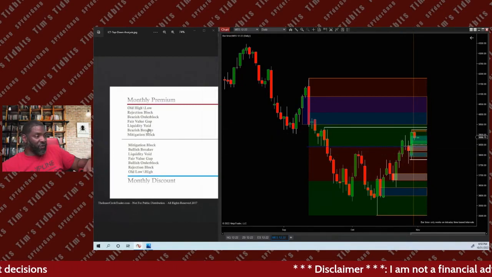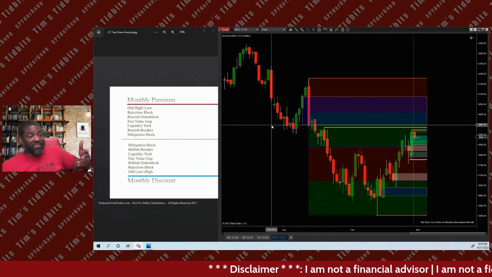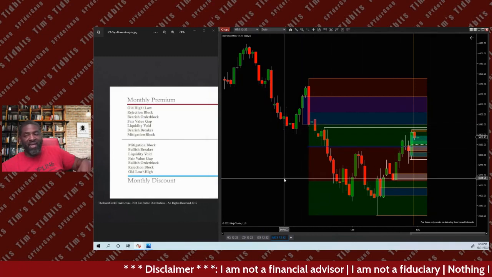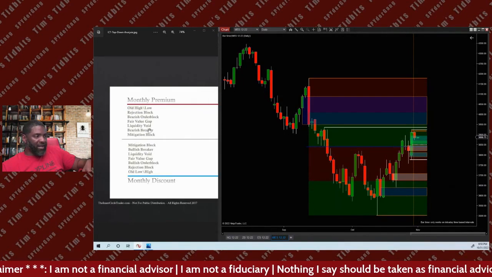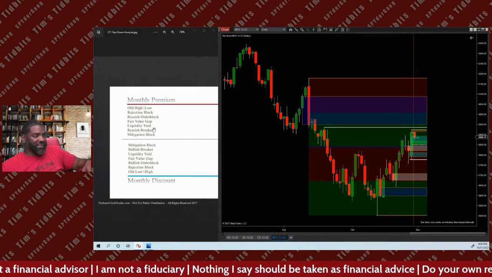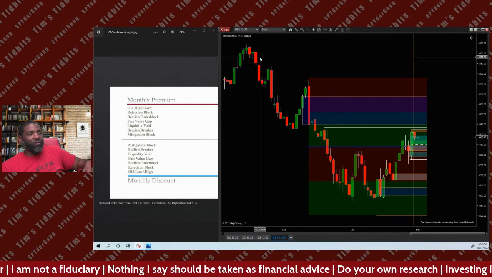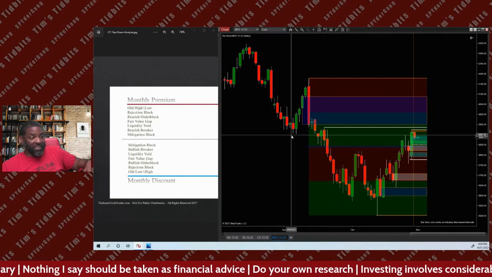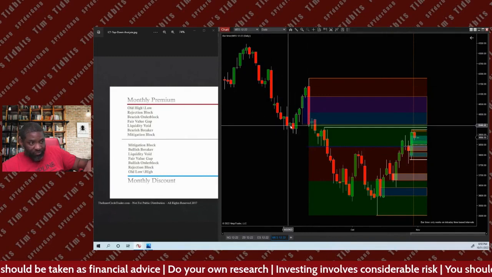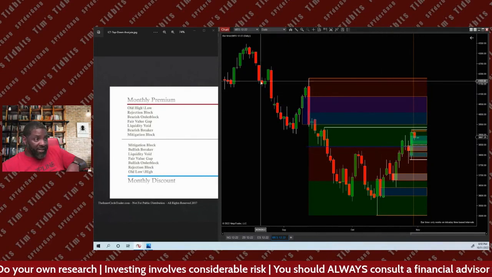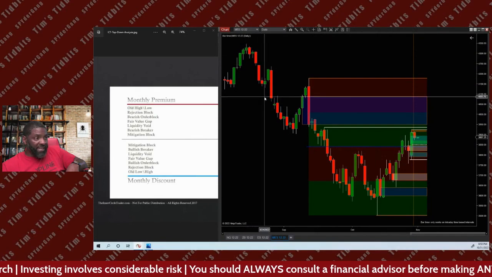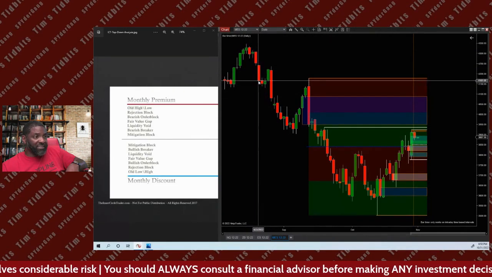Then we start looking for the next ones, and some of this stuff may not exist. Let's just say that mitigation block was never there. Let's say a breaker: this low would have broken that high, then that would be a breaker right there. But we don't have a breaker in here on the daily level, because this is another mitigation block over here.